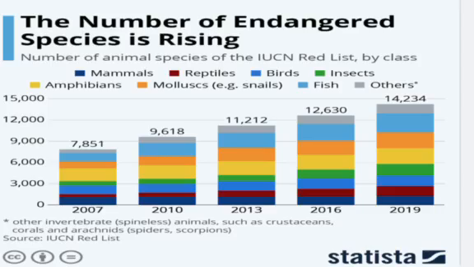According to statistics, the number of endangered species is rising, increasing by almost 40% between 2007 and 2019.